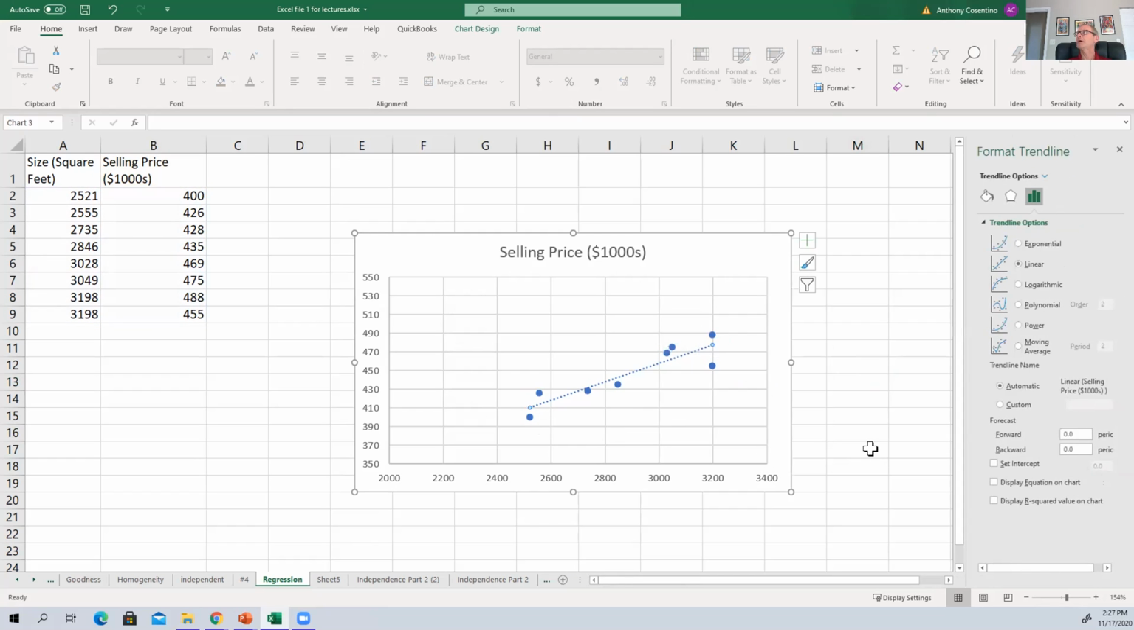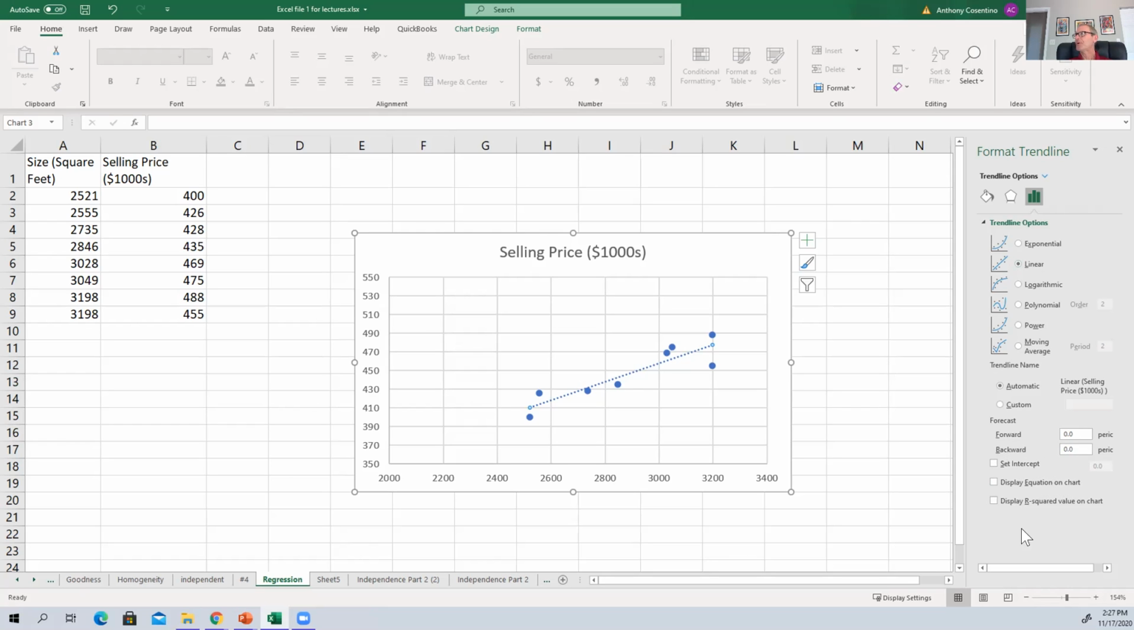And this wonderful menu of different options comes up. What we're going to do in the trend line options is only the linear. I love all these other ones, and as a mathematician, we use these quite a bit, but in stats, we just focus on linear. So we'll click on linear there.